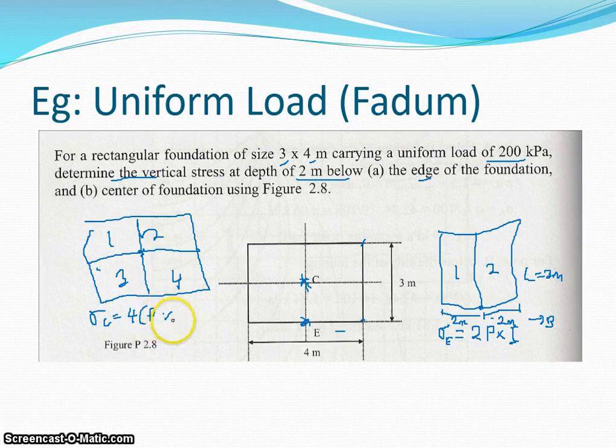So P times I. And the P value is still 200. Similarly here, the P value is 200. But the M and N for here and here is different because now the L also becomes 1.5 and B is 2. I think this one becomes L, this one becomes B for this case.